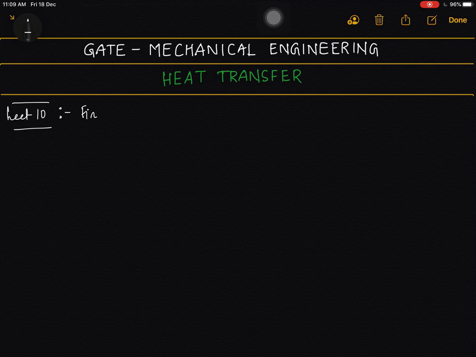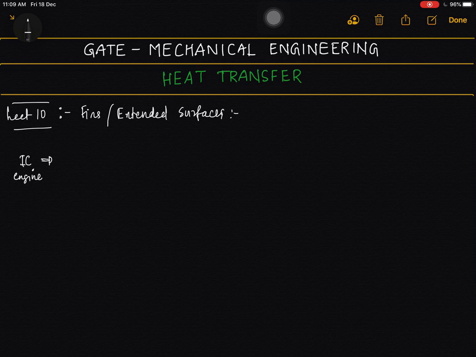Hi friends, this is the 10th lecture in the lecture series for the preparation of GATE Mechanical Engineering, and today we will be dealing with a concept called fins, also called extended surfaces. These devices come into application whenever we have to enhance the heat transfer from a device to the surrounding.